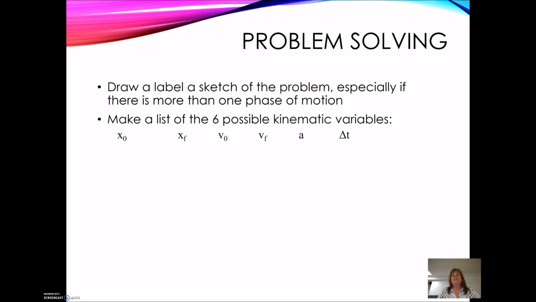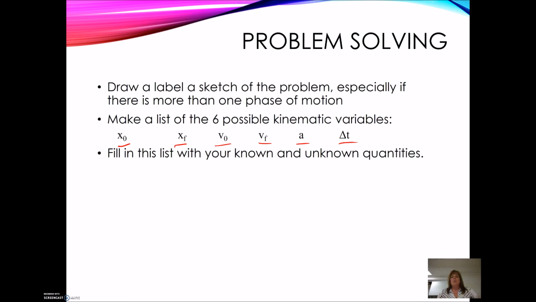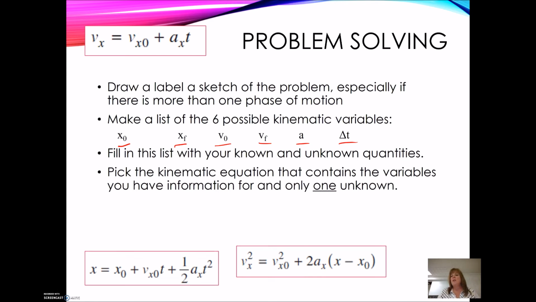I always make a list of the 6 variables, right? There's initial position, there's final position, there's an initial velocity, there's a final velocity, there's the acceleration, and there's the time. So there's 6 variables. And so if you write them down and you label them out with your knowns and your unknowns, it makes it easier to figure out which of the 3 kinematic equations you should use. Now you only want to pick an equation that has that missing thing, that thing you're trying to find. You don't want 2 variables that you don't know in an equation, or you can't solve it without another equation.